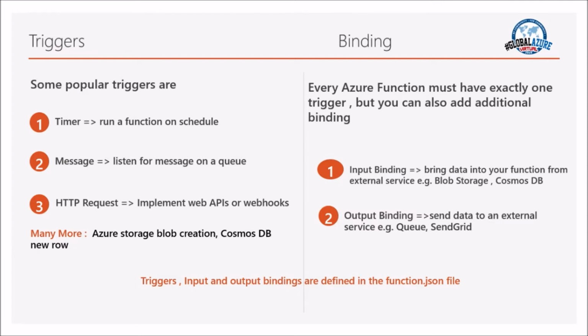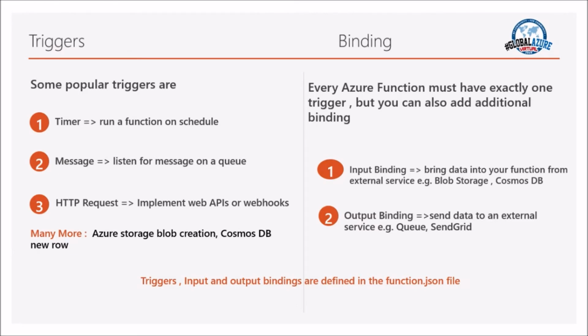An input binding brings data into a function. Whenever you need an extra input parameter, or input data from a certain event trigger, you can use things like Blob Storage or Cosmos DB, which is a really big topic that I don't want to get involved in right now because of limited time. An output binding sends data to an external service like SendGrid or a queue. SendGrid is for sending email messages.